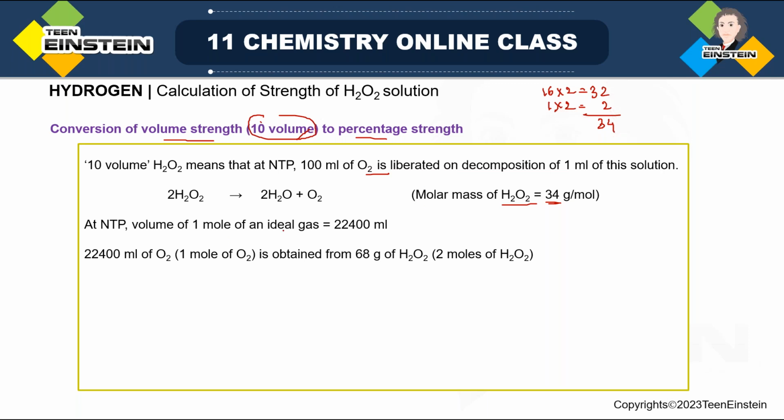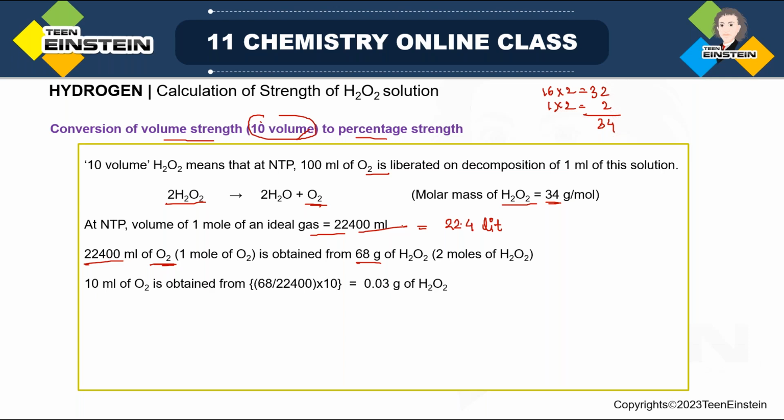Now at NTP, the volume of 1 mole of any ideal gas, we know it is always 22400 ml, and you can also write it in terms of liters, which is 22.4 liter. So 22400 ml of O2, or 1 mole of O2, will be produced from 68 gram of H2O2. Why 68 gram? Because it is 2 moles. 1 mole is 34 gram, that means 2 moles will be 68 gram. So from 2 moles of H2O2 you are getting 1 mole of O2. That means 1 mole of O2 is obtained from 2 moles of H2O2, or we can say that 22400 ml of O2 is obtained from 68 gram of H2O2.